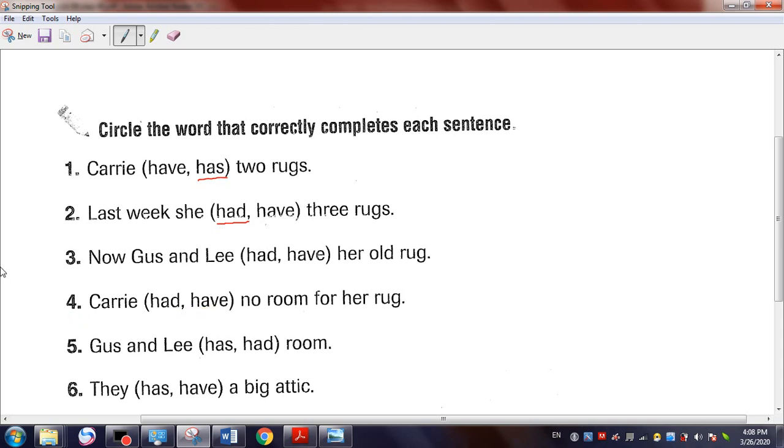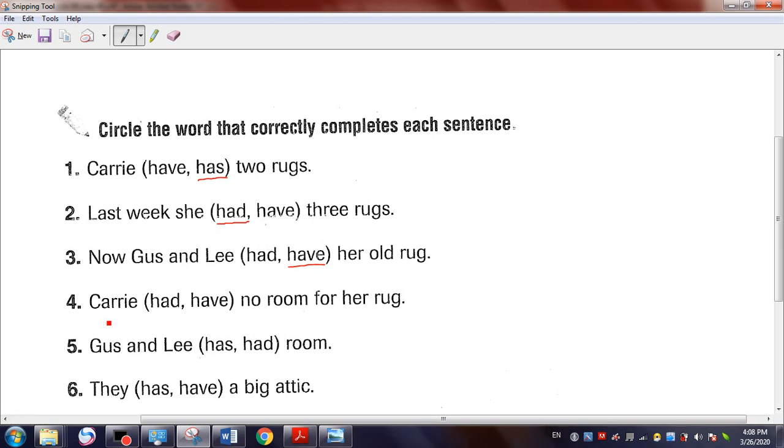Number 3. Now, Gus and Lee, these are 2 people, right? Gus and Lee, more than one. And it says now, okay? So, Gus and Lee had or have her old drug. Gus and Lee, these are 2, right? And this is present now, so we don't use had, we use have. Okay?